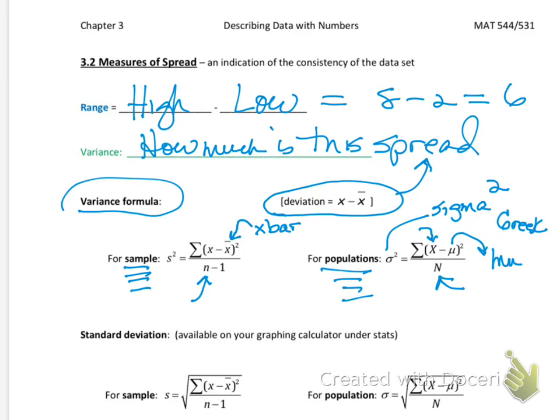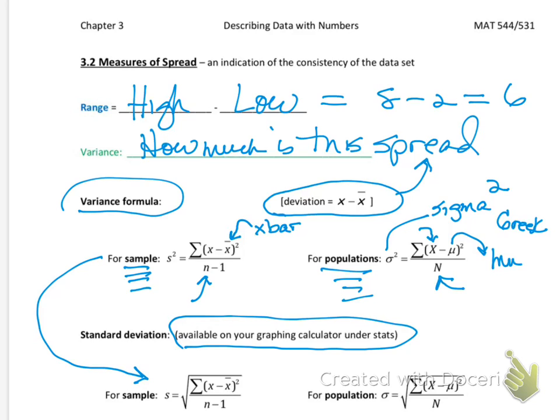All right, so that's variance for both a sample and a population. Okay, standard deviation, how is that related? This is available on your graphing calculator under stats. So if you were to run some stats, you'd be able to look at the standard deviation. Now, look how closely it relates to variance. It is just the square root of the variance. That's your standard deviation.